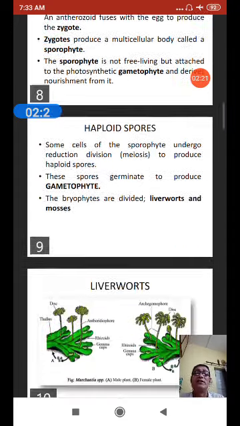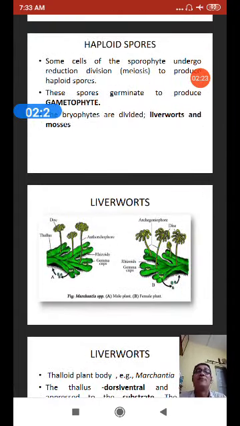The next concept is how they form spores. Some cells of the sporophyte undergo reductional division, or meiosis, to produce haploid spores. These spores germinate to produce the gametophyte. Bryophytes are divided into two types: liverworts and mosses.